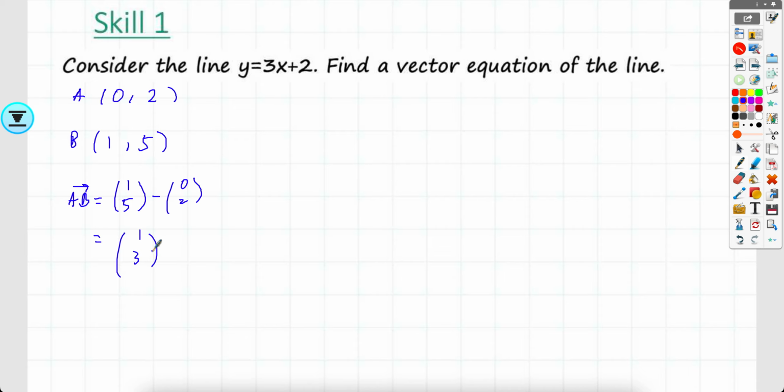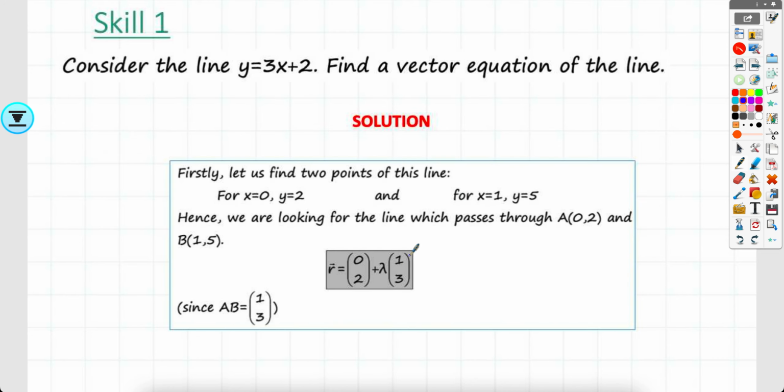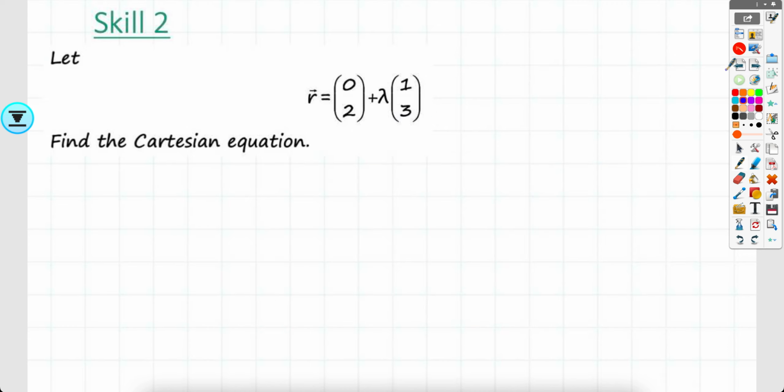So that's my direction. And therefore, the vector equation of the line is going to be the point, any point. Let's pick (1, 5), and then lambda (1, 3), with lambda being a real number. That's it, quite fairly simple. You'll notice in some solutions they do it slightly differently. For example, they decided to pick (0, 2) as the point, but I picked (1, 5), which is fine. So do compare what I'm doing with some of the solutions just to see how you could possibly do it differently.